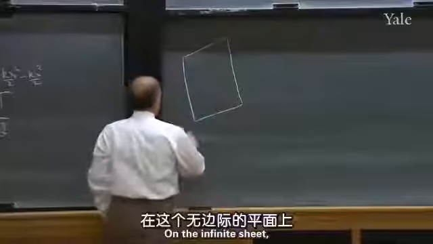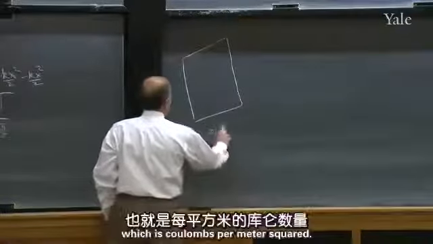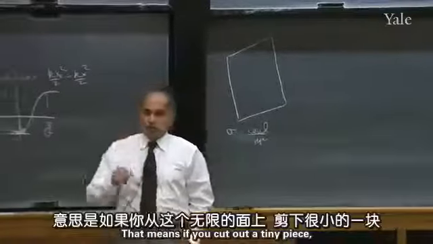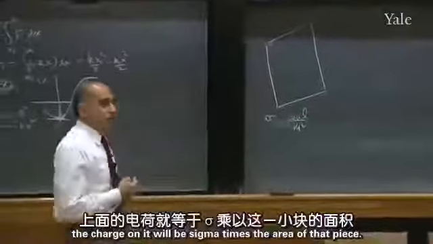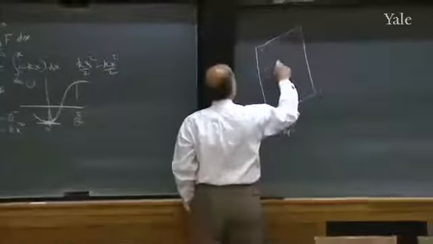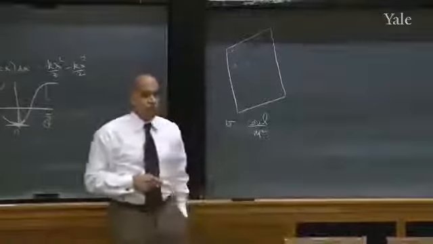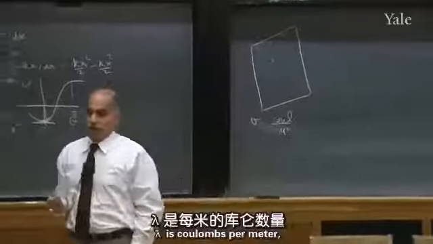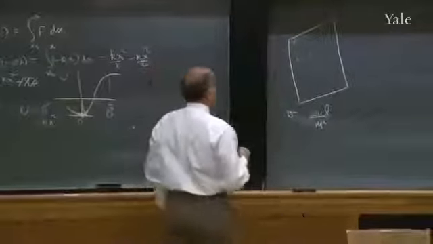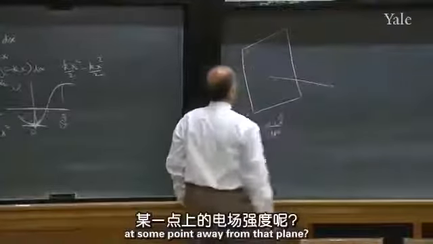On the infinite sheet, the appropriate quantity is called the charge density, sigma, which is coulombs per meter squared. It means if you cut out a tiny piece, the charge on it will be sigma times the area of that piece. So that is positive charge everywhere here. The number of coulombs per unit area is called sigma. So these are standard. Lambda is coulombs per meter. Sigma is used for coulombs per unit area. And the question is, what's going to be the electric field at some point away from that plane?